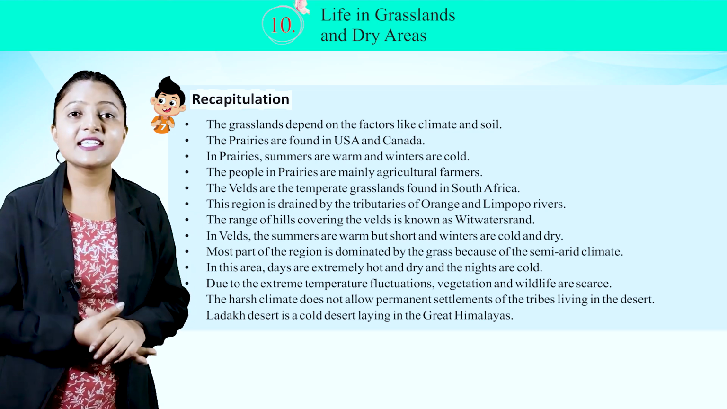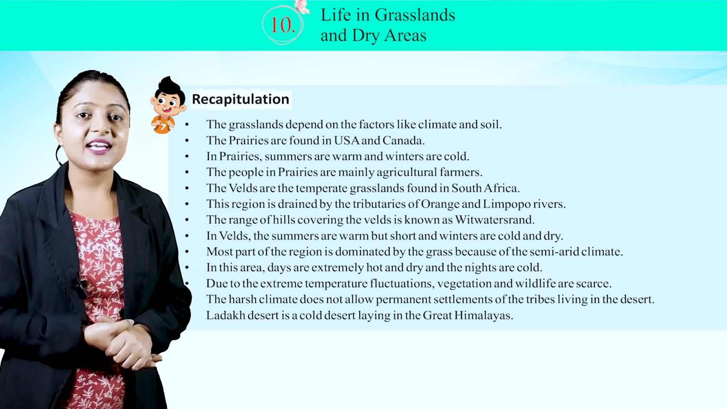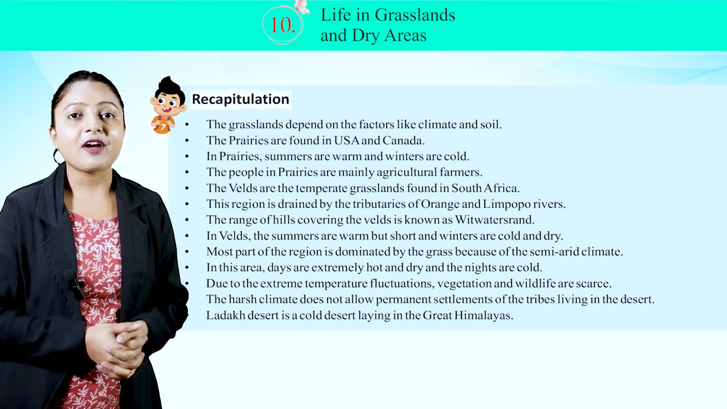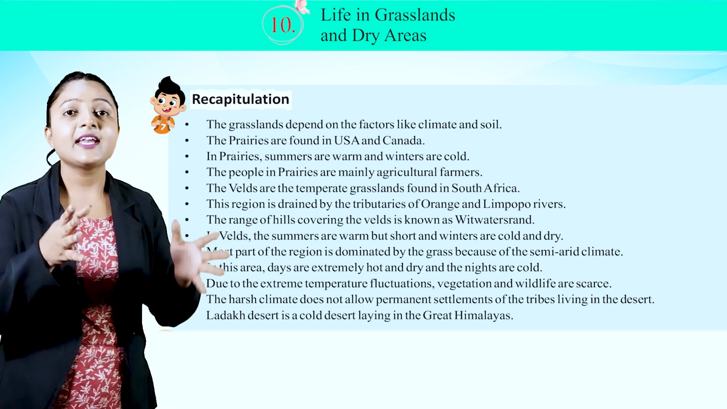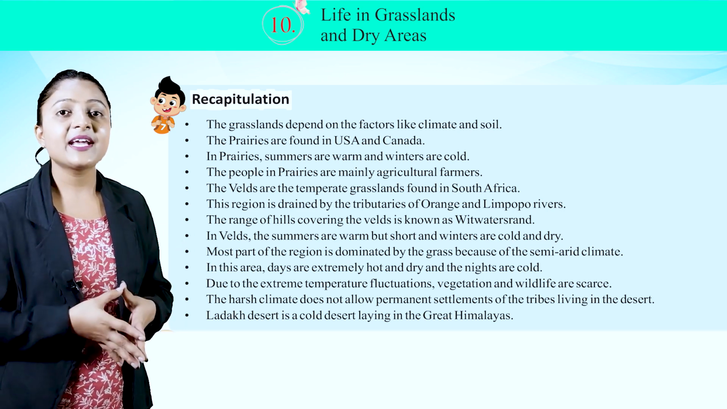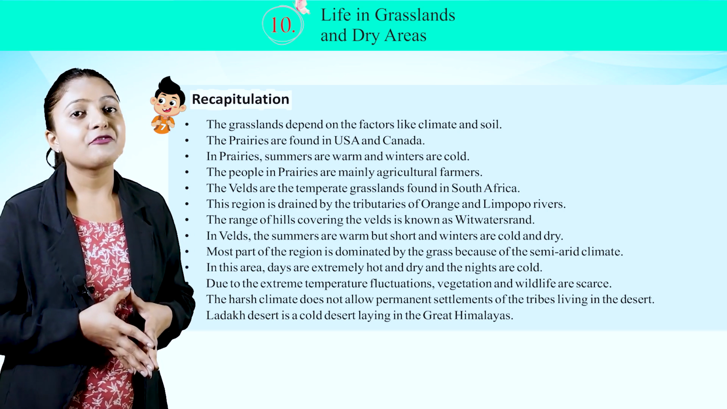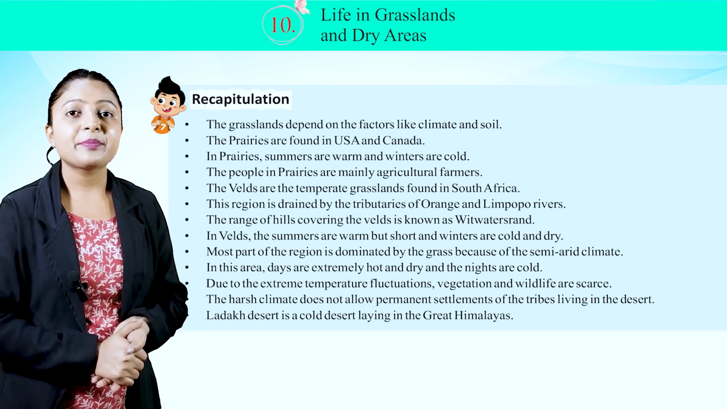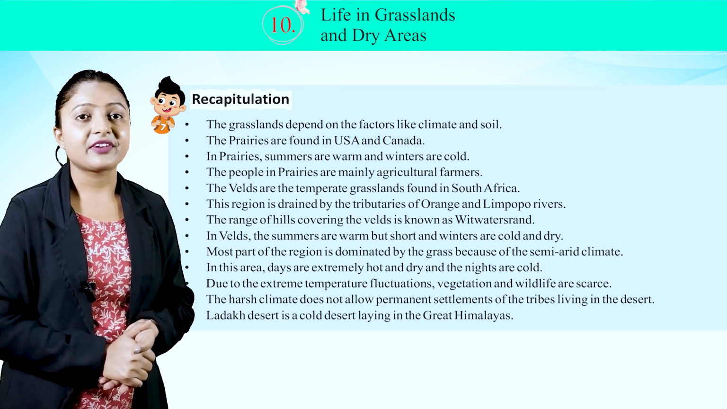Recapitulation. The grasslands depend on factors like climate and soil. The prairies are found in USA and Canada. In prairies, summers are warm and winters are cold. The people in prairies are mainly agricultural farmers. The velds are the temperate grasslands found in South Africa.